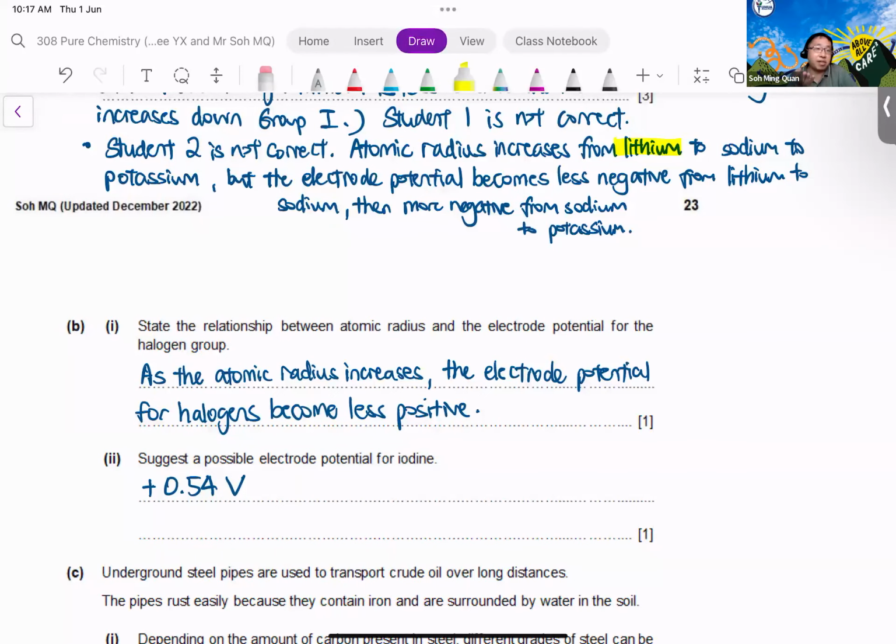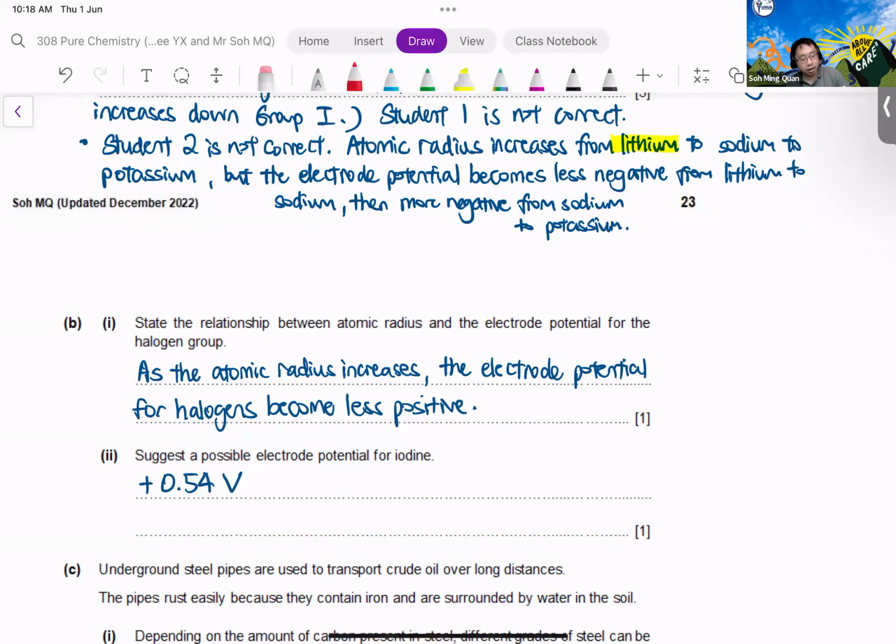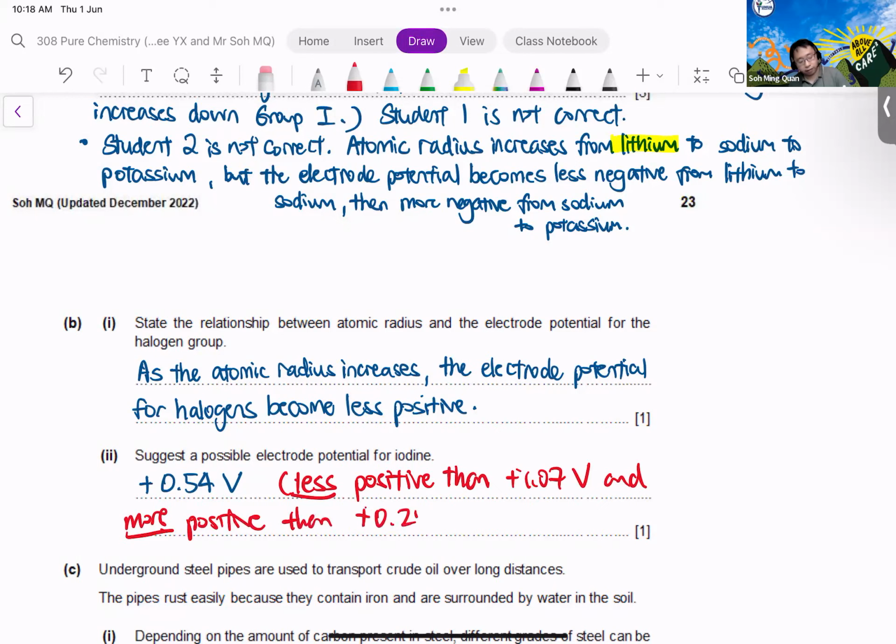Okay? And just now we said, for iodine, what is the electrode potential? Remember, iodine is in between bromine and astatine. So it must be in between the two values, in between 0.25 and 1.07. Specifically, you need to say or give me any value less positive than 1.07 and more positive than 0.25.